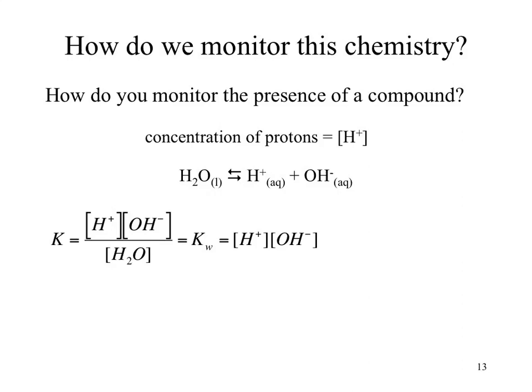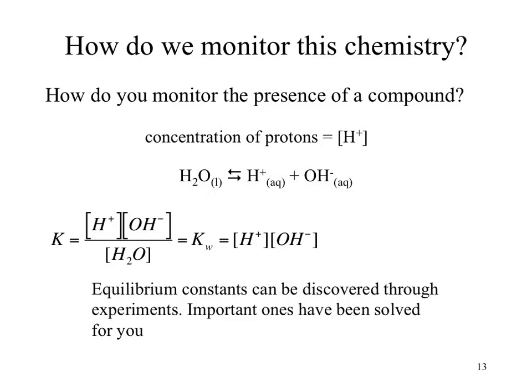Why bother to go through all of this? Well, we can now evaluate, as we already saw, our different acids and bases based on their equilibrium constants. A lot of those you can typically look up. The really important ones have already been solved for you. One of the most important equilibrium constants that you'll see will be Kw. Kw is your concentration of H plus times OH minus, which happens to equal 1 times 10 to the minus 14.